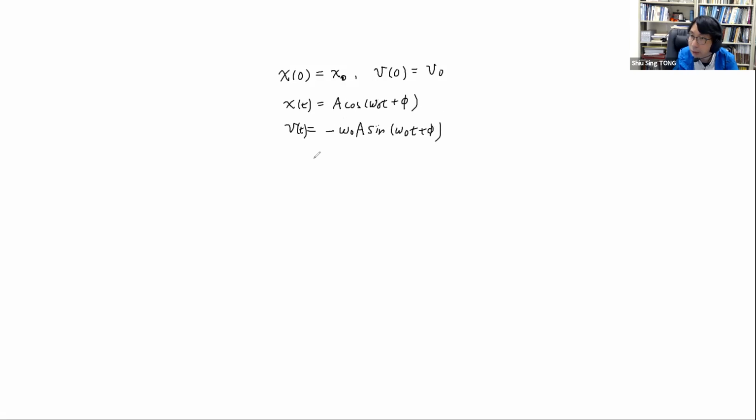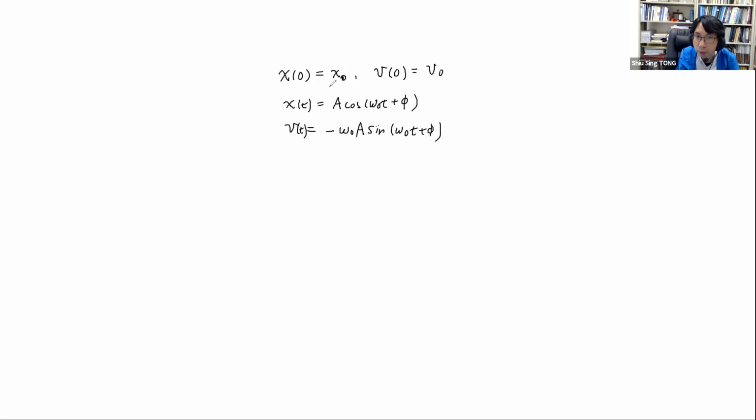Now this is our problem. The initial position is x naught, and the initial velocity is v naught, and we are going to match this with the solution A cosine omega naught t plus phi. Okay. Now v is what? V is simply the differentiation of x, and the cosine becomes minus sine, right? And we also have a factor of omega naught coming out. So that is the answer for the velocity.